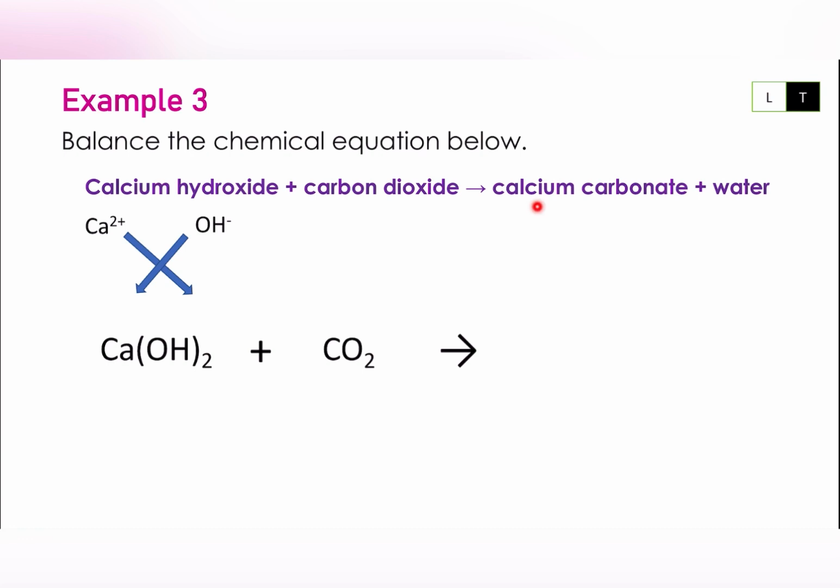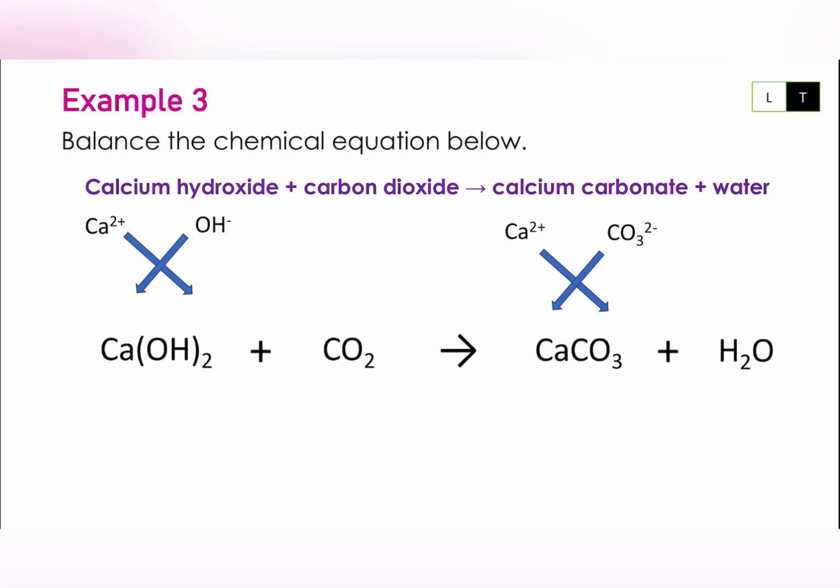Next, I have calcium carbonate. So calcium is Ca2+. Carbonate ion is CO3 2-. So when I do cross multiply, I will have CaCO3 as the chemical formula for calcium carbonate, and plus water is H2O. So you are going to balance this equation right now.